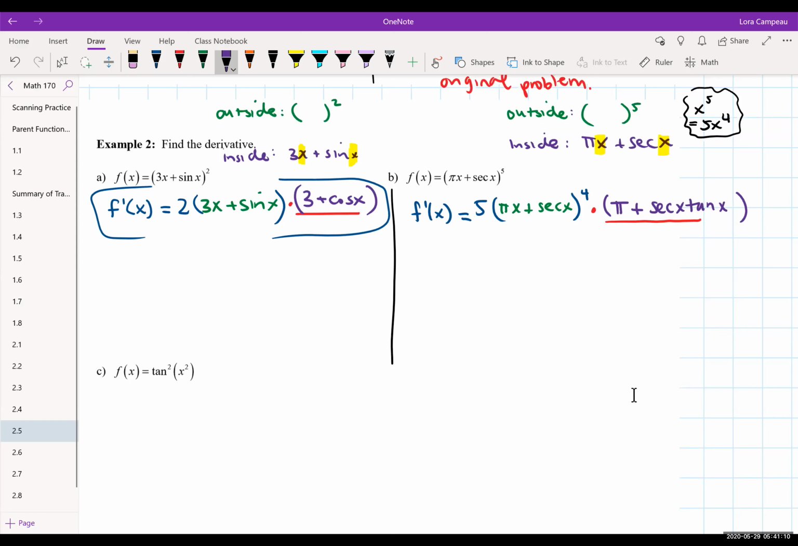And here, I don't see any benefit. There does not seem to be a way that we would want to simplify this any further. You could get rid of the multiplication symbol. Maybe when you're in WebAssign, you wouldn't have to write that down, but as far as writing it out, we should have our derivative.